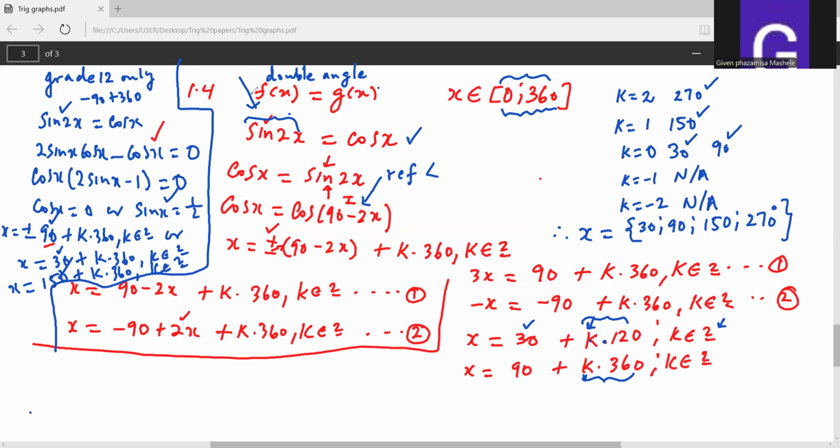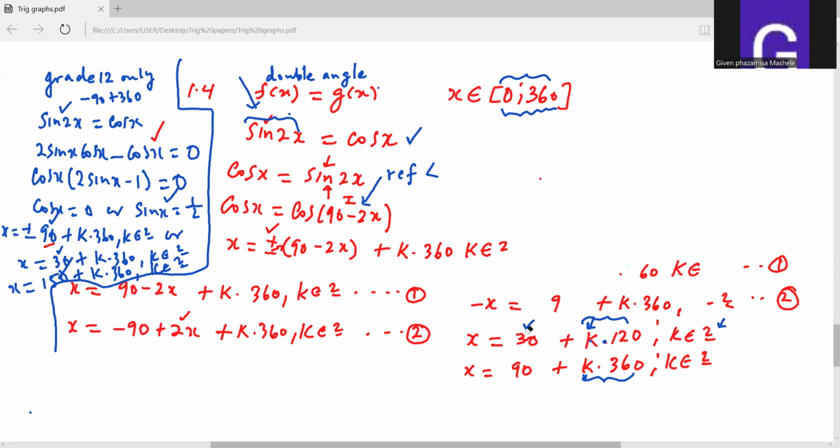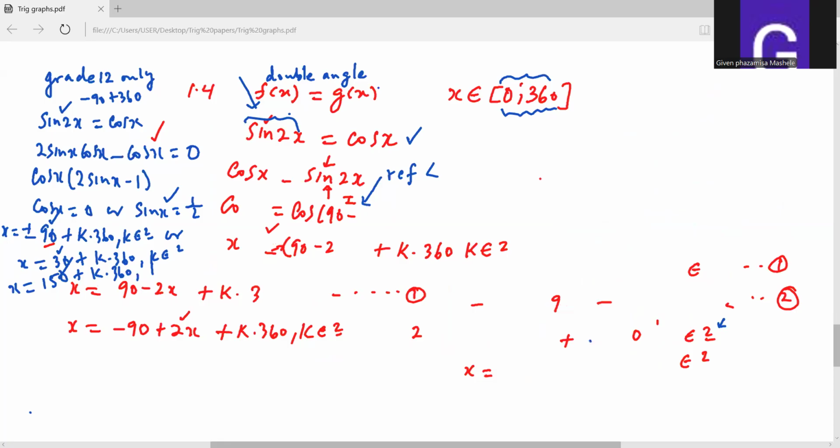Right, without wasting time, let us now go back to our working. Now we got the value of x. Let me erase these. You can write them down because you're going to use them. X is 30, 90, 150, and 270. So it means the graphs that we're going to sketch will intersect at 4 points. It is very important to know that.